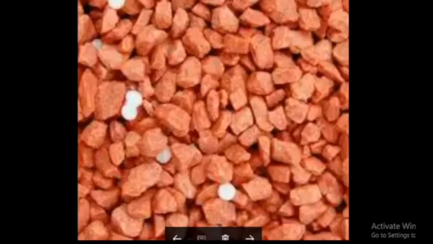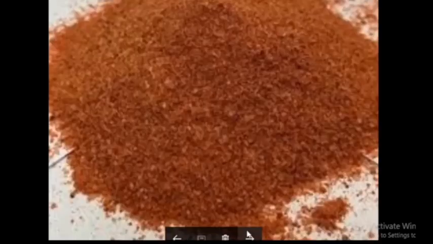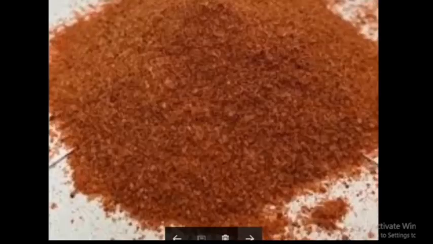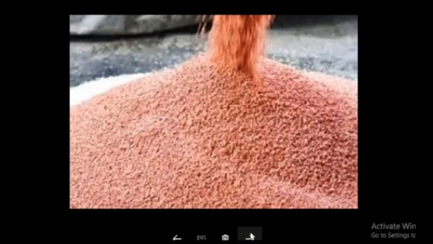And here is what the picture of the muriate of potash, the potassium chloride, looks like. You can see the picture here. Here's another picture. This one here is in pellets, and here we have them in granules. That is what the picture looks like. This is another picture of that particular substance, the muriate of potash.